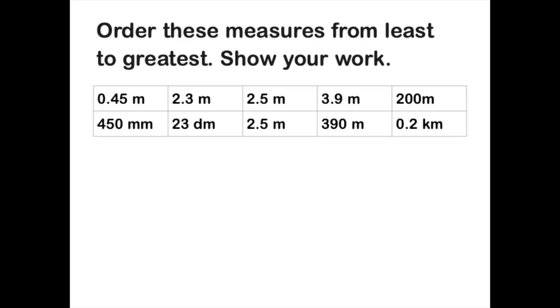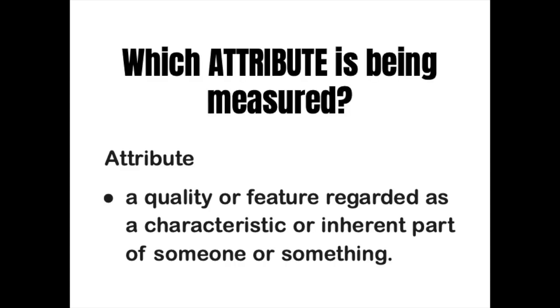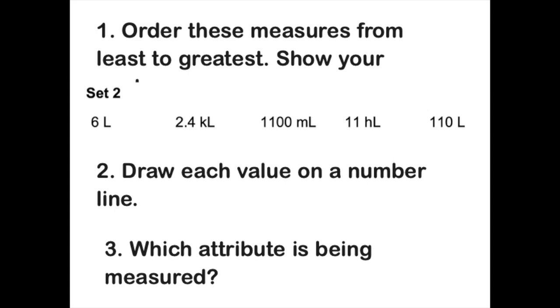Now I can order these measures from least to greatest. Finally, I want you to tell me which attribute is being measured. Now for each set of measures, I want you to order them from least to greatest, draw each value on a number line on chart paper, and tell me which attribute is being measured.